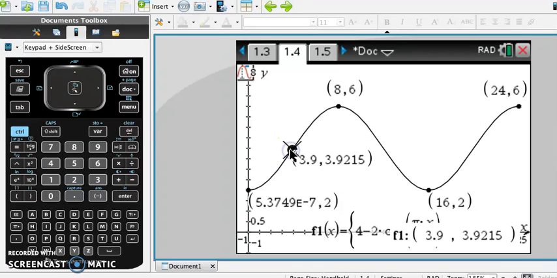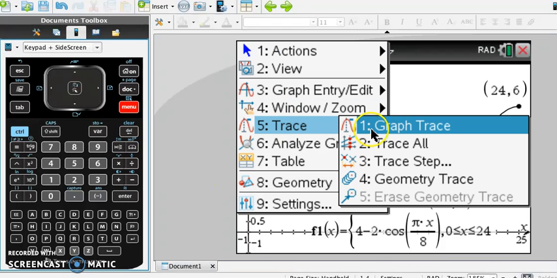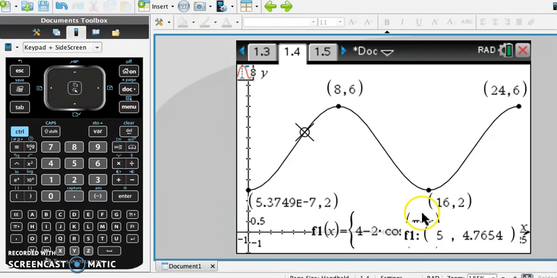So now let's get rid of that point there that's on the point on the curve. I'll get rid of that one too. So now let's just go back to my trace, graph trace. So scroll down to 4, you can see the 4 there like that. If I push enter, it gives me a 4.